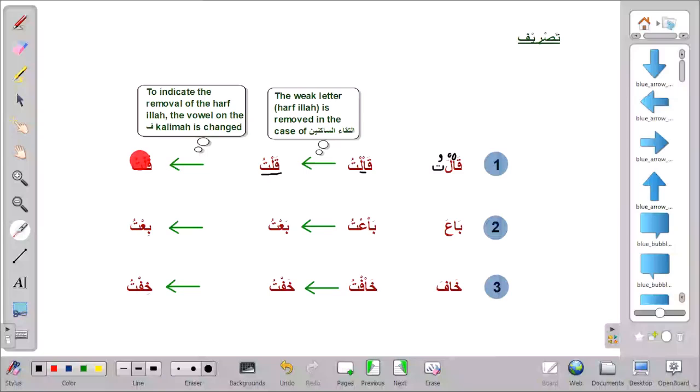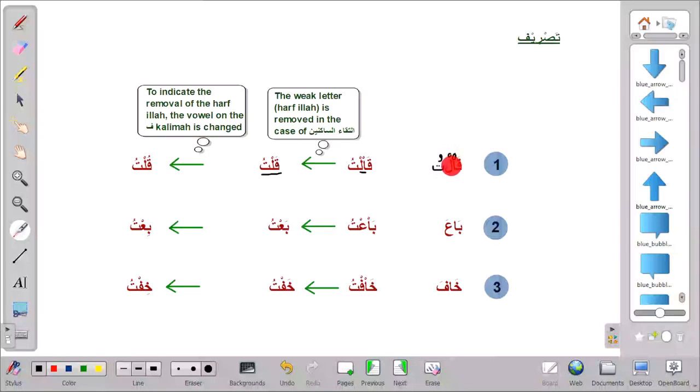Qultu, I said. From qala, which means he said, qultu, I said. I hope you can now conjugate it. So the conjugation is a little bit different from the other verbs. The other verbs, as I said, we simply add sukun on the last letter, we change the vowel on the last letter to sukun, then we add the pronoun.